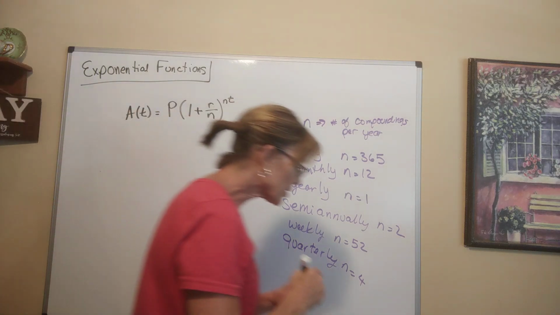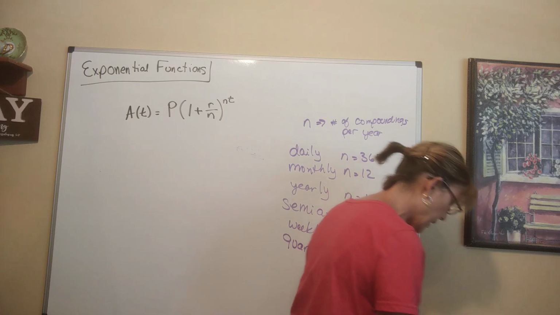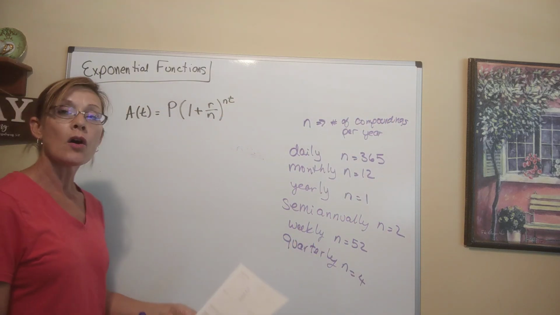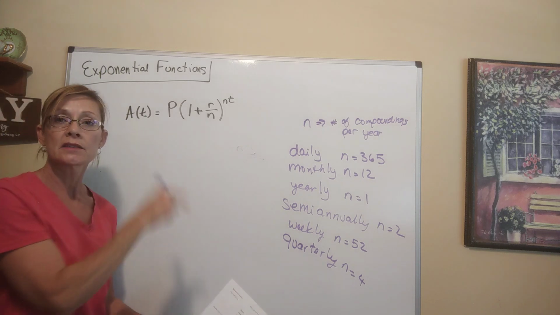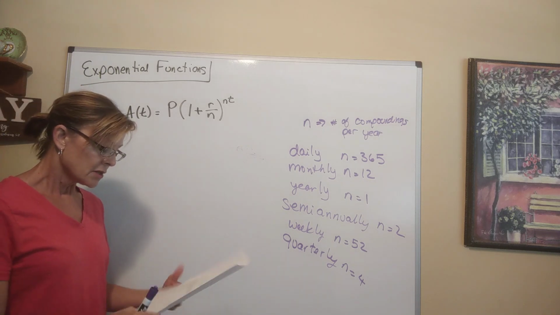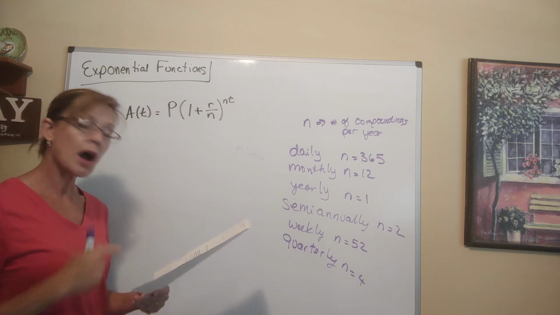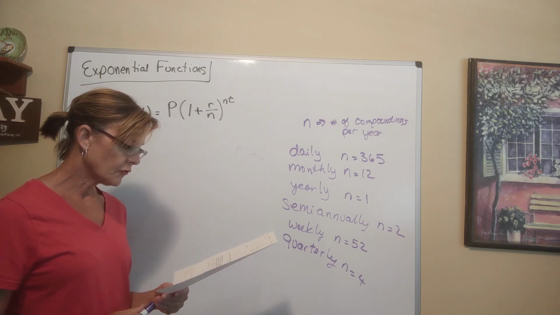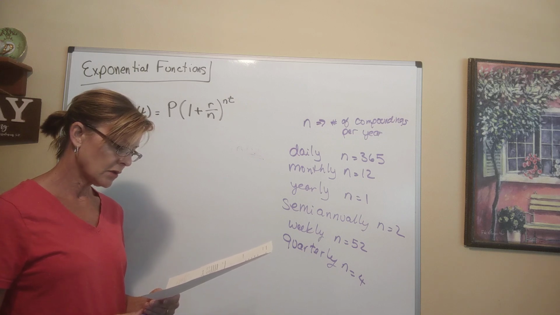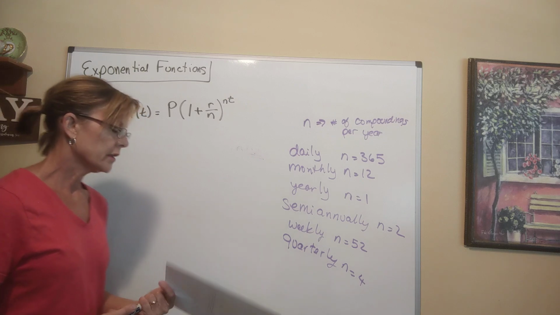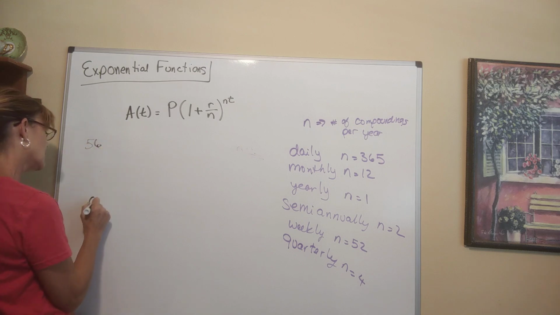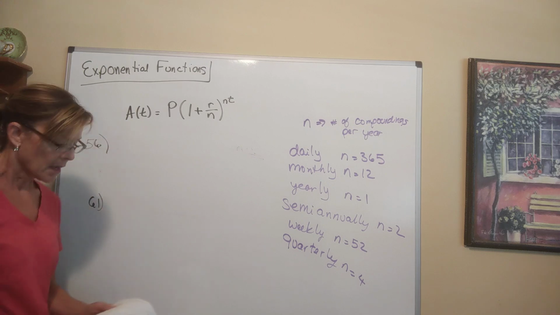So on your worksheet, I have that formula right there. And if you look at the bottom of the worksheet, it has all of these things I just said, with their descriptions right there. So what I'm going to do is pick a couple of these on the chart for us to fill in. Let's do number 56, and then let's do number 61. You'll see how these go.